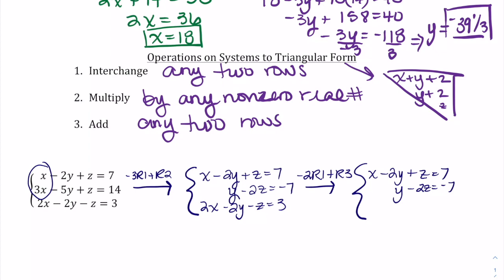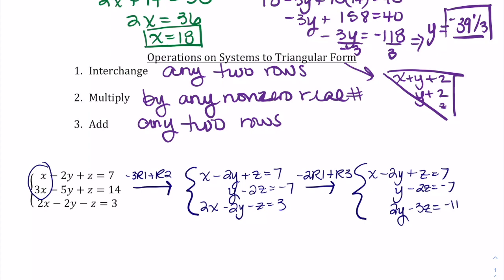So -2x and 2x are going to cancel, so I have 0x. -2 times -2 is positive 4. Positive 4 minus 2 is going to leave me with 2y. -2z minus 3z, or minus z, is going to give me -3z. And then -14 and 3 results in -11.